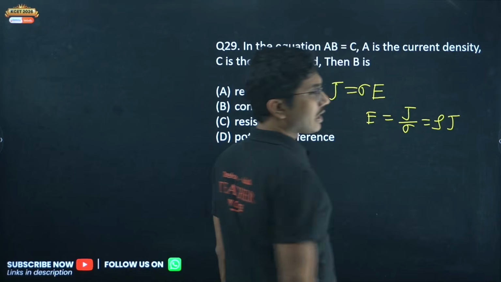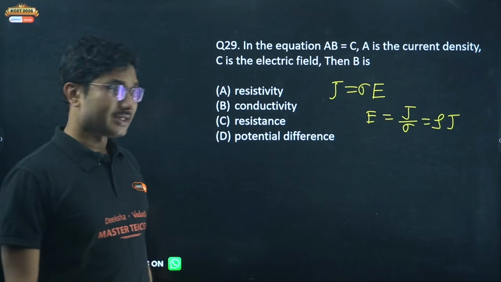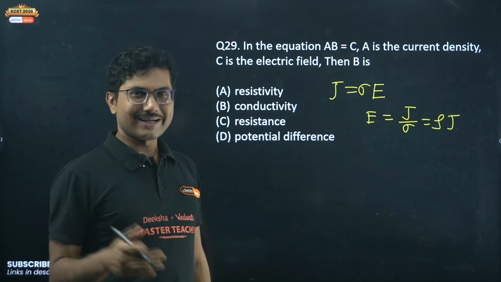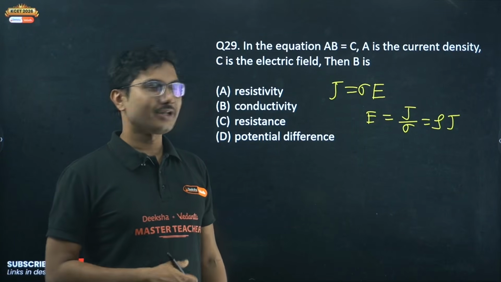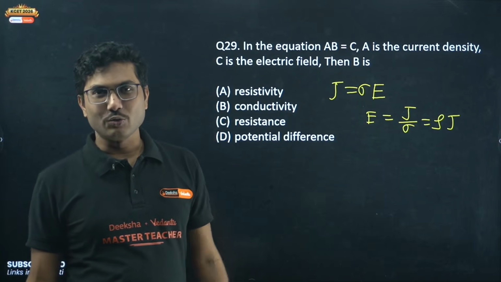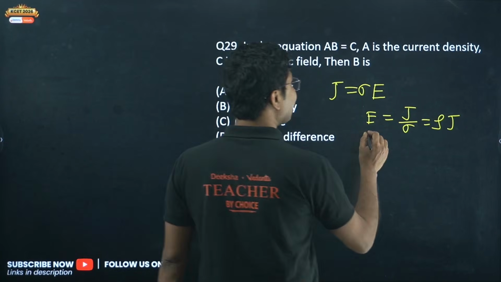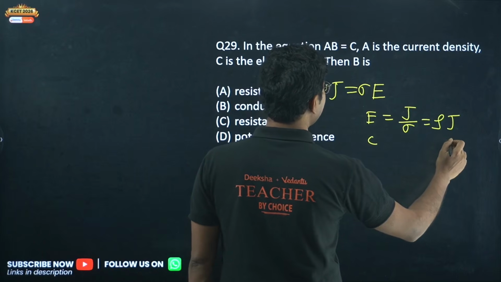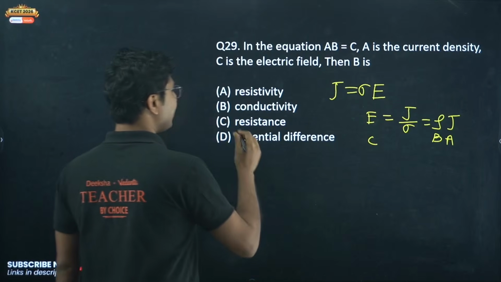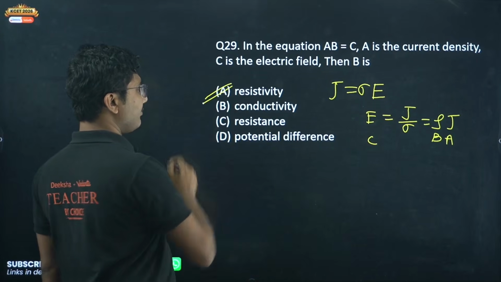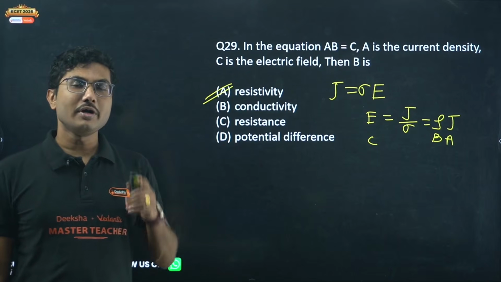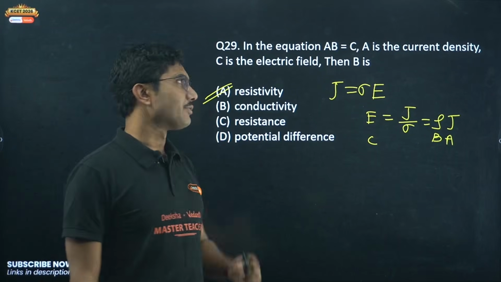Resistivity and conductivity are cousin brothers. If one is high, another one will be low. They are not directly related, but they are inversely proportional. So J by sigma is basically rho into J. Here this is given as C, this is given as A, so this must be B. So resistivity. It is resistivity or specific resistance. Remember, resistivity is also called specific resistance.